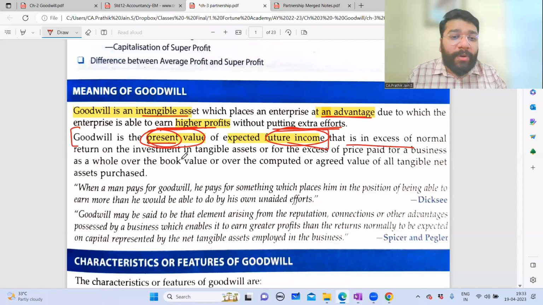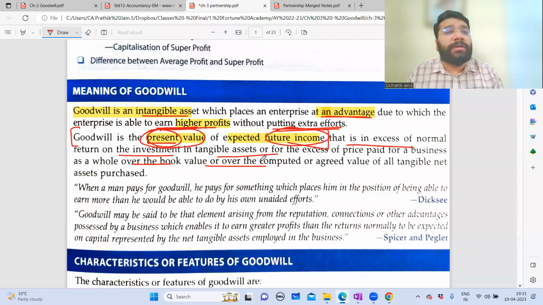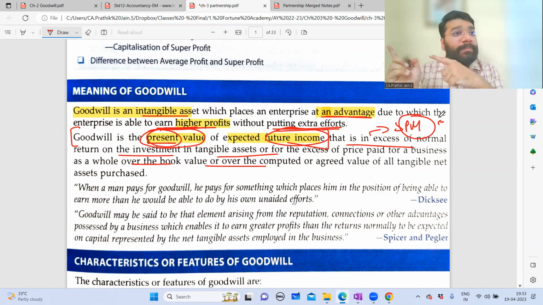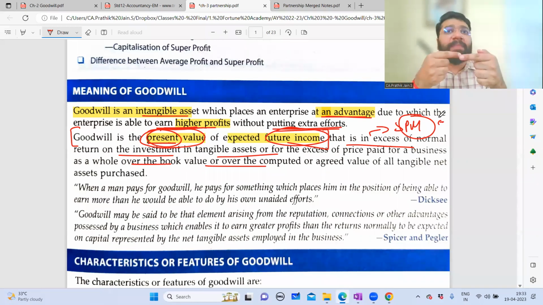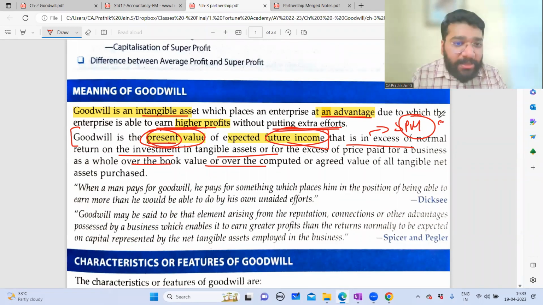I'll stop this here. Why I'm not reading forward is because this explanation is not a general explanation. This explanation, what they're giving, that it is in excess of normal return of investment, is basically an explanation towards a particular method called the super profit method. So when I come to the super profit method, I'll come back and read this theory. Once you understand that concept and then read this theory, I'll link it and make you understand what they're trying to say. As of now, just leave this part.